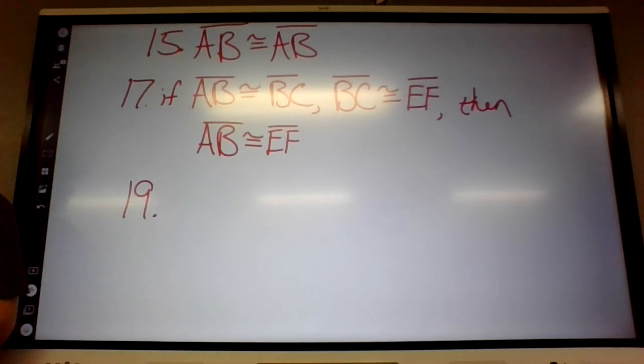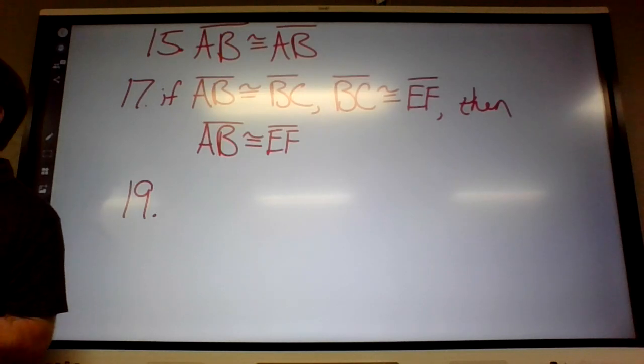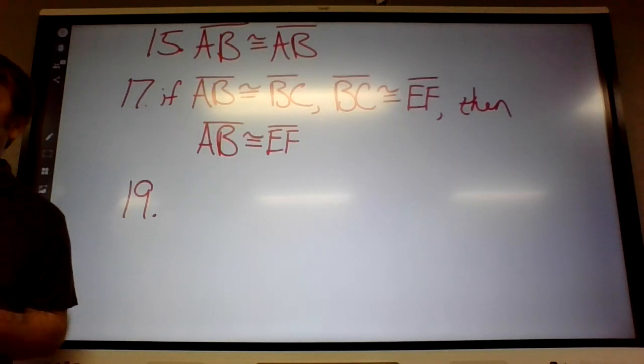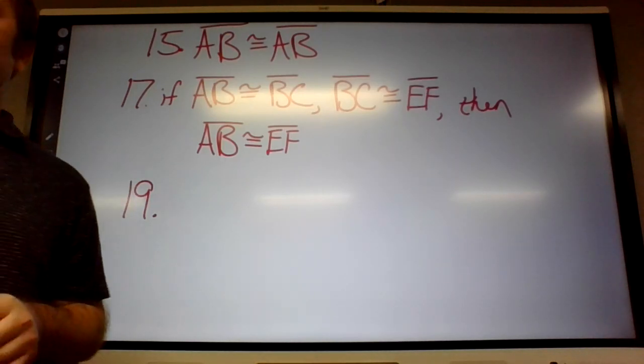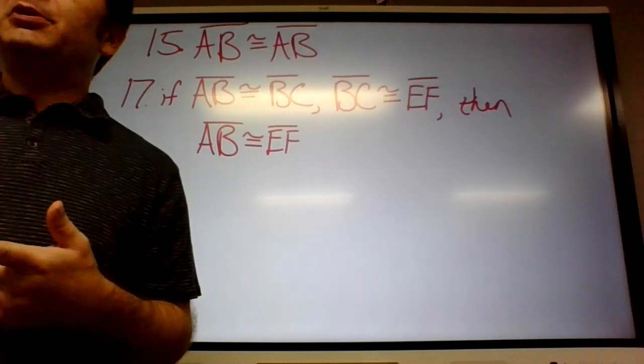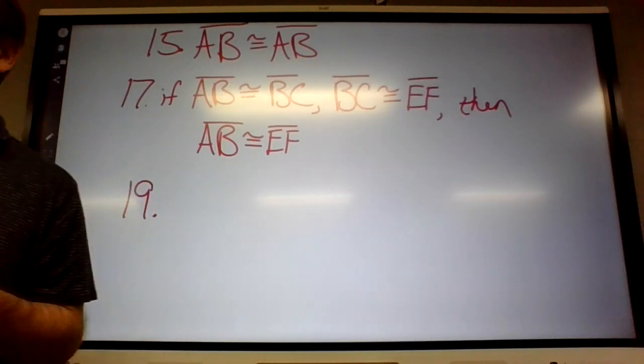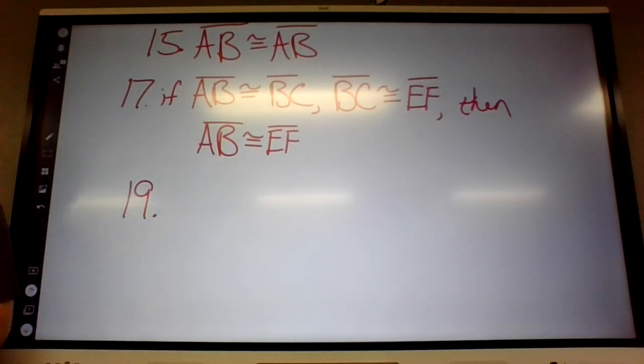If AB equals CD and CD equals EF, what must be true by the transitive property? All right, you guys can do that on your own. That was an even. Number 19.